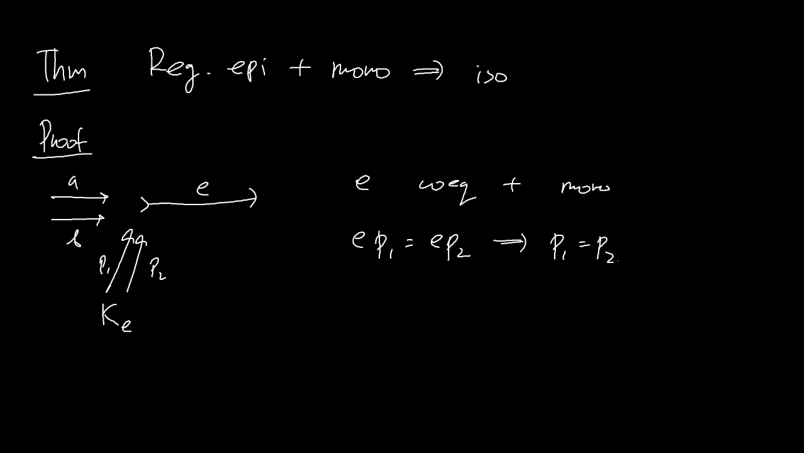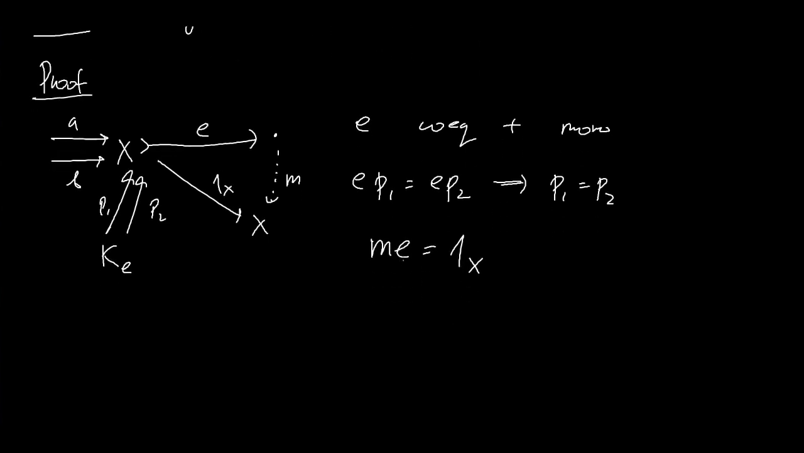Okay, but now E is a coequalizer of two equal arrows. Identity always coequalizes two equal arrows. If these two arrows are equal, then identity composed with each of them is the same. But then there must be a unique arrow here, let's call it M. And we have that M composed with E equals identity. So now we've proven that E has a one-sided inverse. But actually it's going to be a two-sided inverse, because E composed with M, I'm going to prove, is also identity.